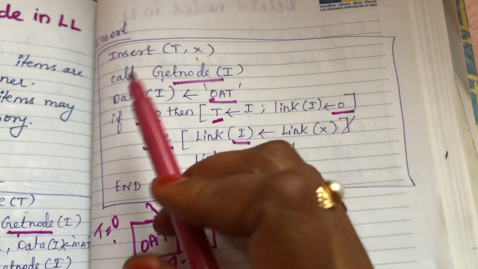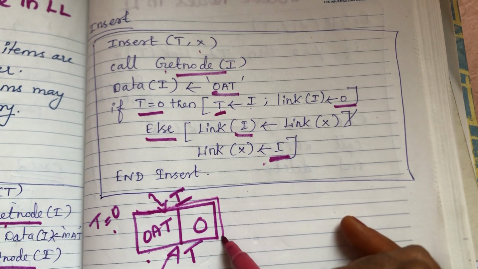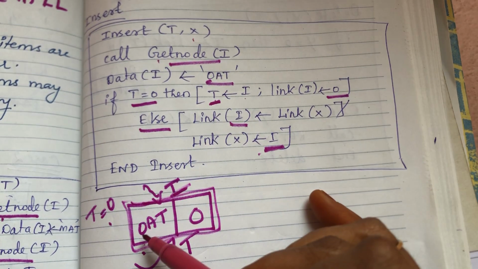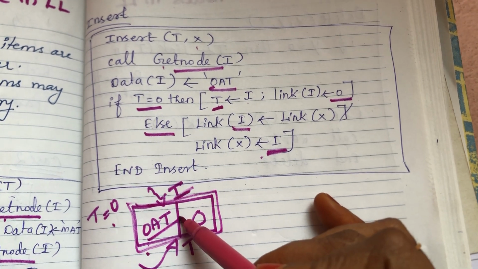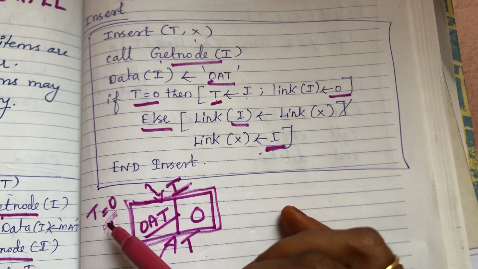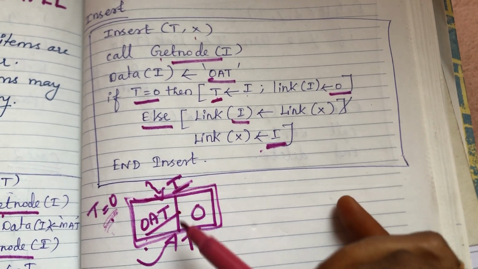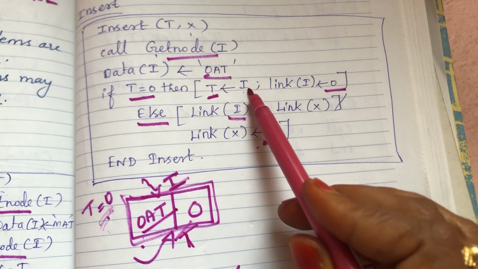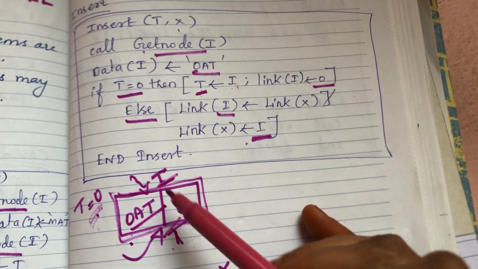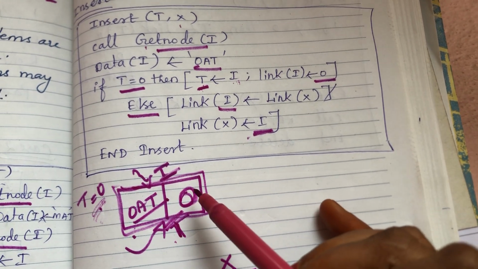This is the procedure. First, insert of t comma x. Call getnode of I. One node, this is called I. Then next, data of I equals x. Data of I is representing x. If t equals 0, this is t equals 0, no node in the list. So t is representing 0. At that time, I is representing t. I is given to t. Then link of I equals 0. I is representing t. Link of I is 0.